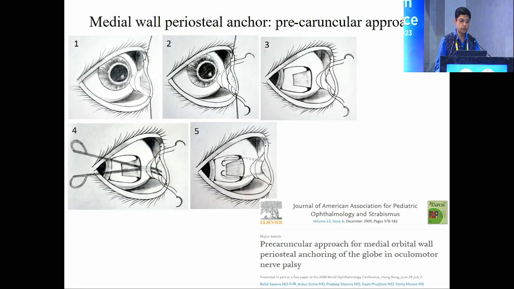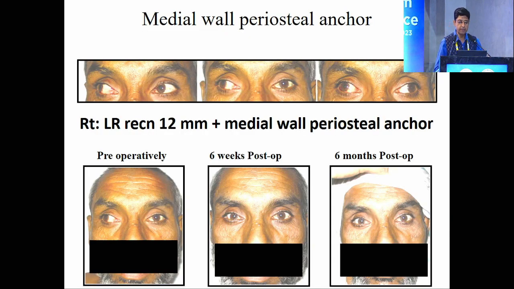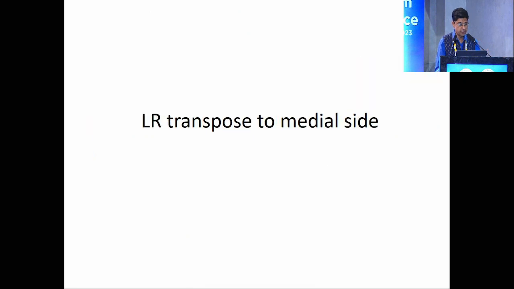So this is the approach which I use, the precaruncular. The moment you open the precaruncular approach, you just get to the medial periosteal wall, and from there you tie non-absorbable Ethibond sutures, what we use. We bring out these sutures from adjacent to the medial rectus, and we just tie them right next to the medial rectus. So this is one of the patients which we had operated, and you can see very good primary gaze alignment. Obviously, there is not enough motility, so you don't get too much motility with this.